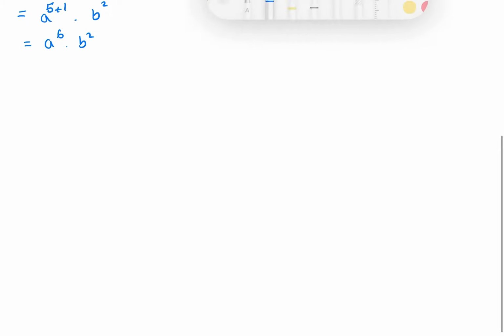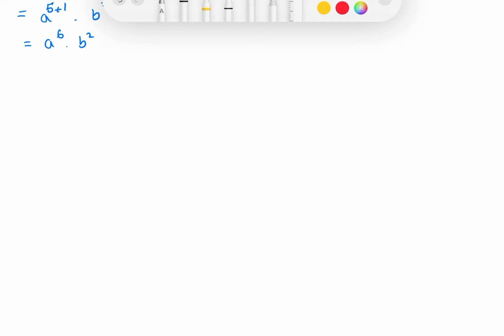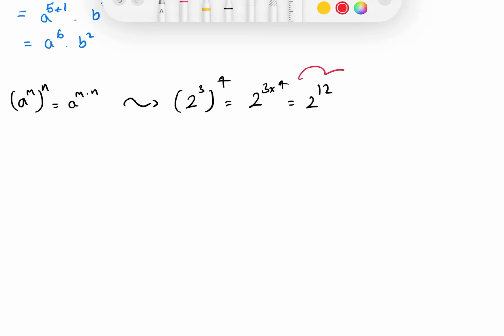Now, the next rule that is also quite important in exponents is the fact that if you have a to the power of m raised to another power, so a number raised to another power, you can write them by multiplying the powers. In arithmetic terms, for example, 2 to the power of 3, all to the power of 4, can be written down as 2 to the power of 3 times 4, which becomes 2 to the power of 12.